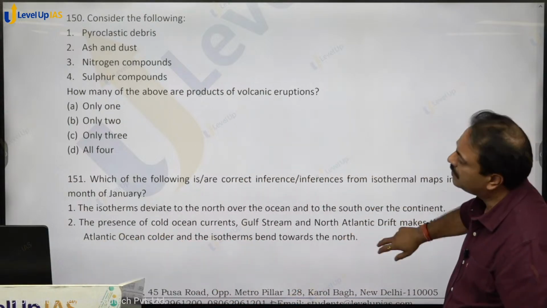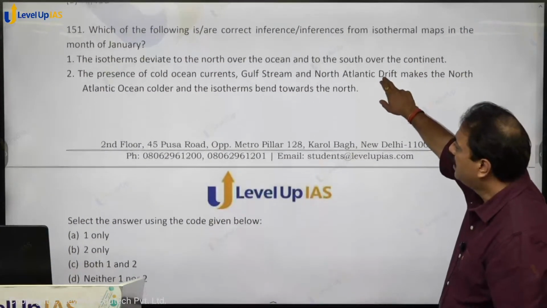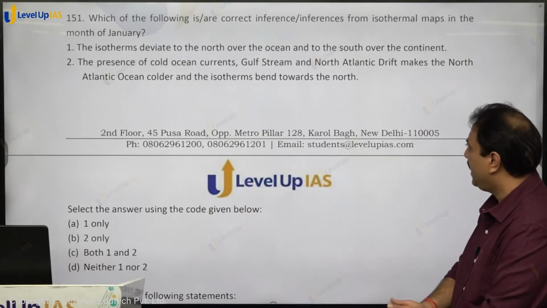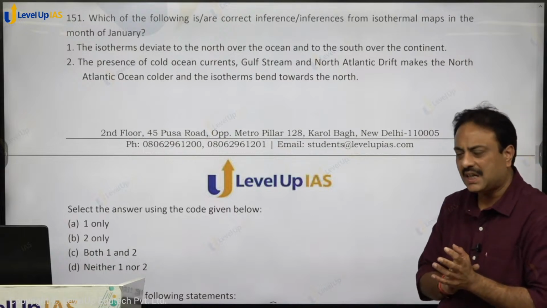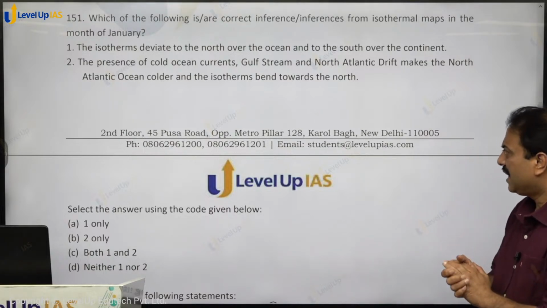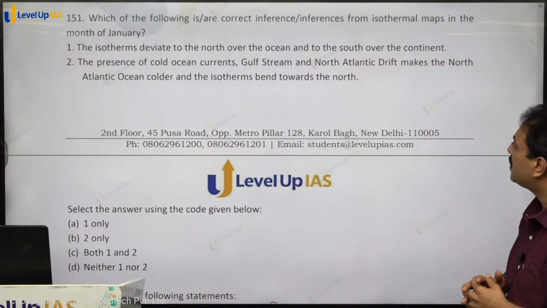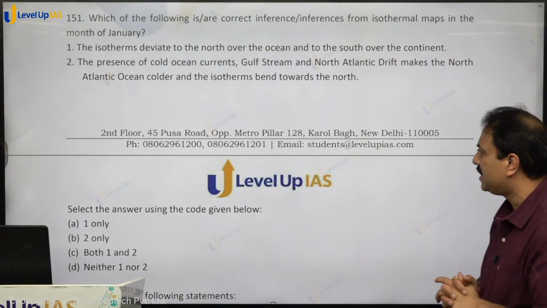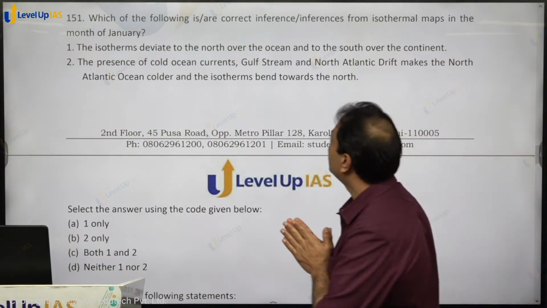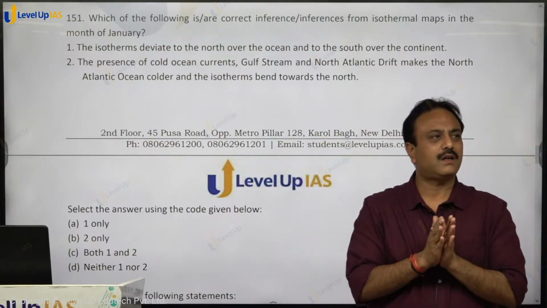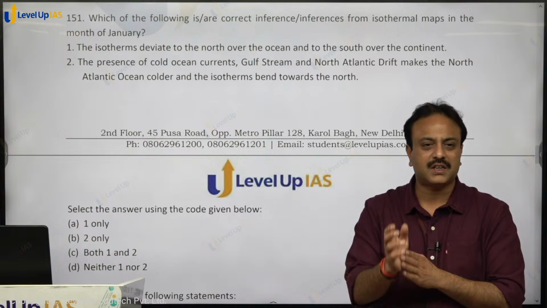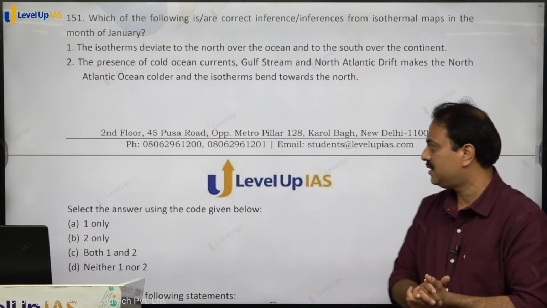Is this done? All four. Which of the following is/are correct? Inferences from isothermal maps in the month of January. The isotherms deviate to the north over the ocean and to the south over the continents. Isotherm map in the month of January. There are two maps given in your NCERT books. One is in the month of July, other is in the month of January.